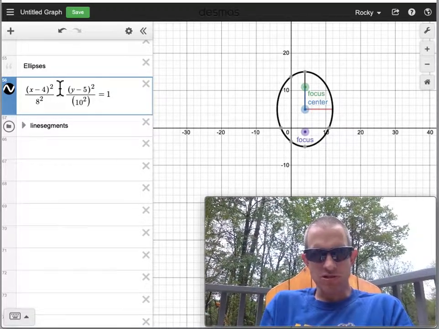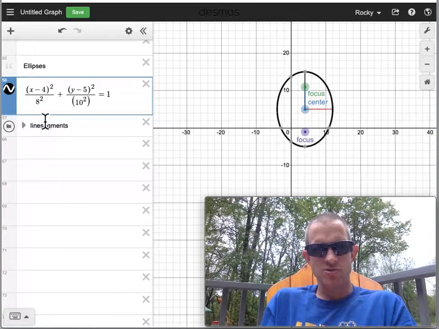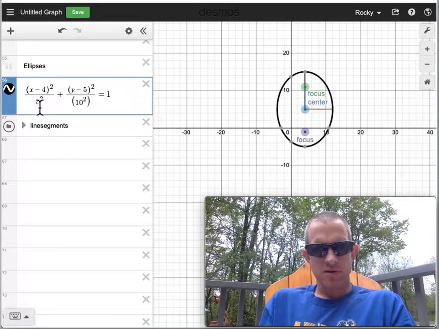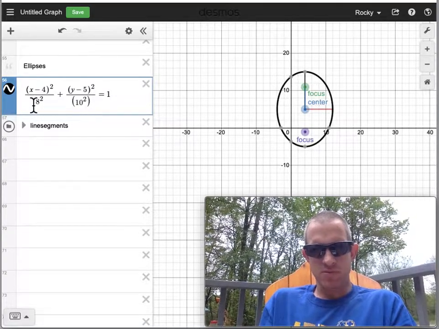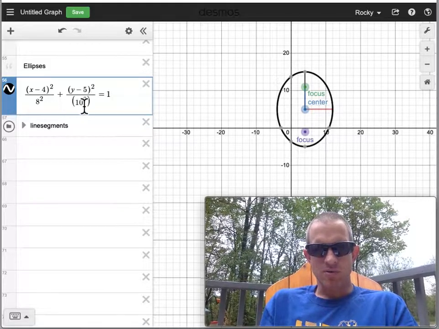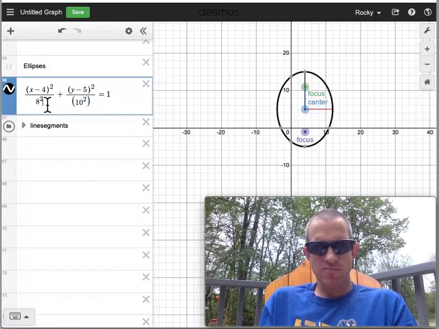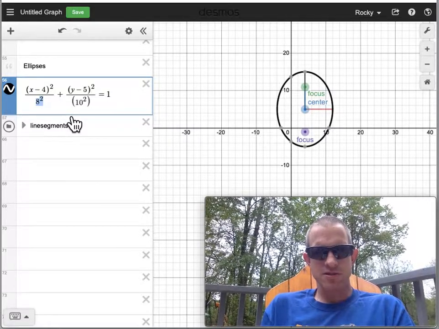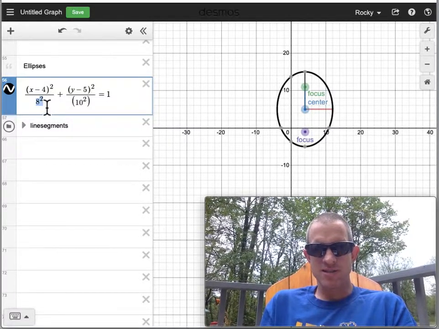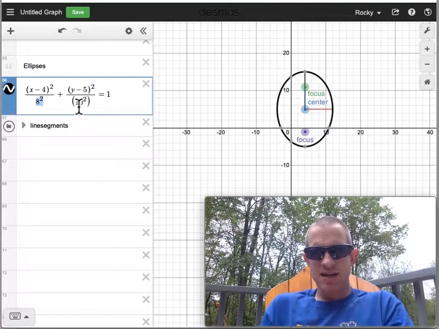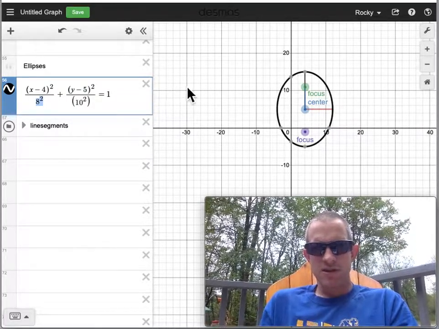And the focal length formula, I usually have to look it up, I don't remember it, but in this case it's a squared minus b squared, or b squared minus a squared, equals the focal length squared. And so in this case I had to do 10 squared minus 8 squared. That's the focal length squared. So that was 100 minus 64 is 36. Square root of 36 is 6. And so the focal length is 6.